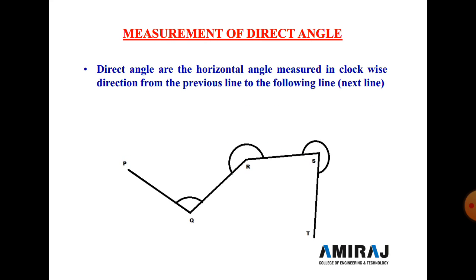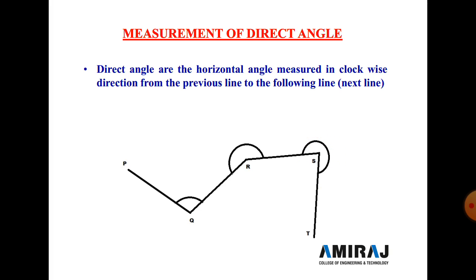And then we transfer the instrument to the R point and bisect the Q point, and then the procedure is repeated the same, and turn the telescope in a clockwise direction and bisect the S point. So we get this angle. Similarly, transfer the instrument to the S point, bisect the R point, and turn the telescope in a clockwise direction and bisect the T point. So we measure this angle.